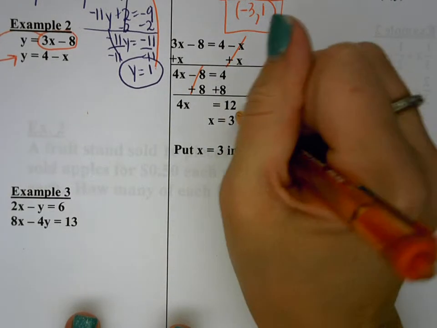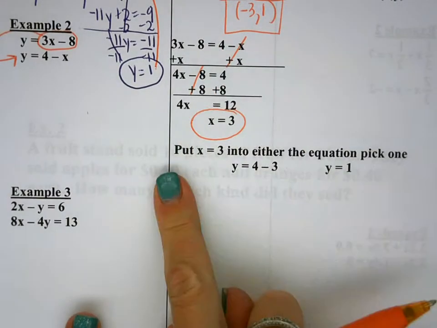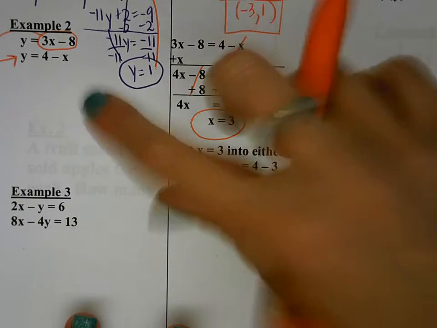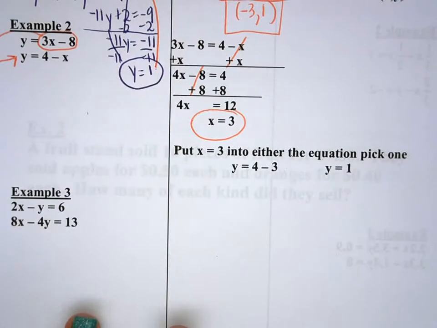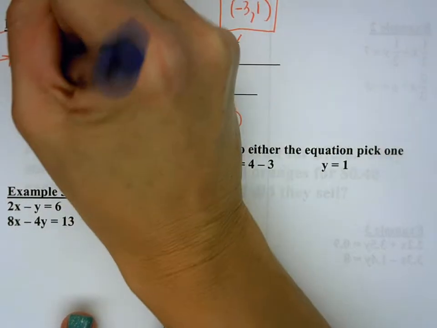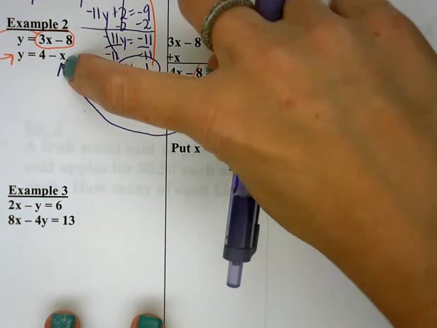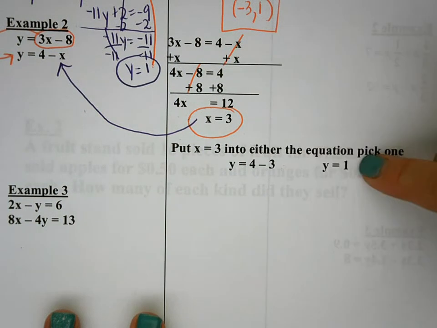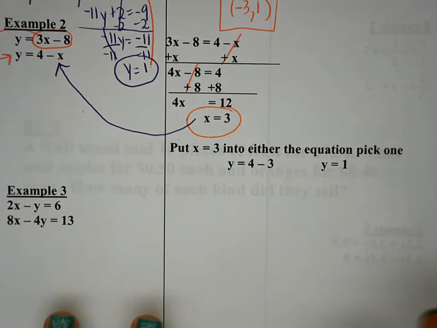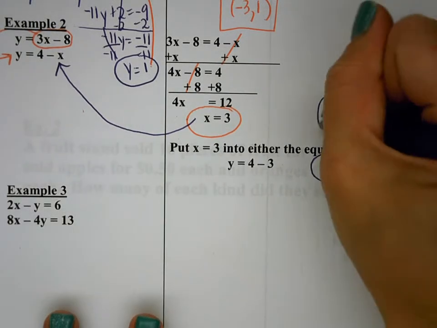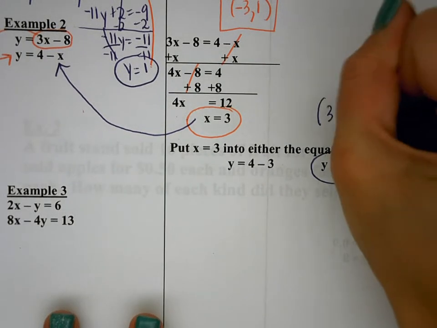Okay? So now that you have x equals 3, you can plug it into any of the equations. In this case, they chose the bottom equation because it looked more simple. So we plug in x equals 3 into there. So that's how they got y equals 4 minus 3, which means y equals 1. And then how should you always write your answer? Ordered pair. Good. So that will be perfect.